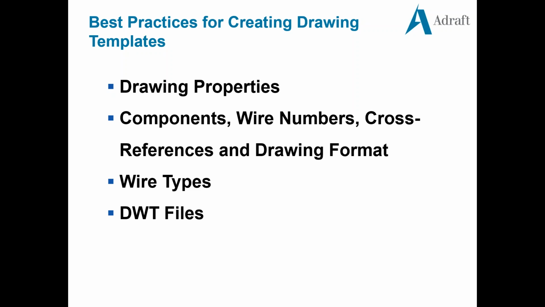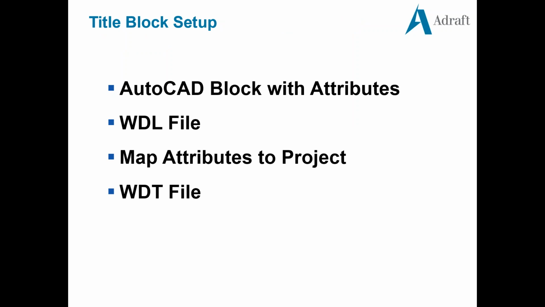Once again, it can consist of components, wire numbers, cross-reference detail, drawing format, but it's also going to include wire types. You don't want to be creating wire types every single time you create a new drawing. They should already be there, all part of a drawing template, which is a DWT file format inside of AutoCAD. Some of you might be familiar with it and using it with AutoCAD, but it's a must inside of AutoCAD Electrical. And that will move us on to an actual title block setup.